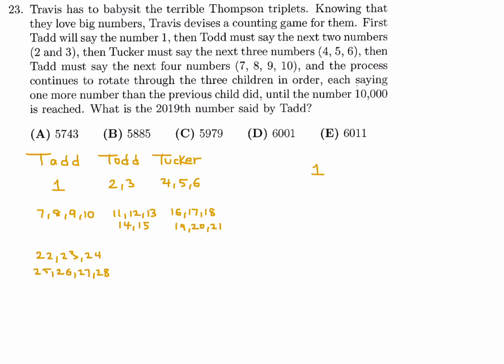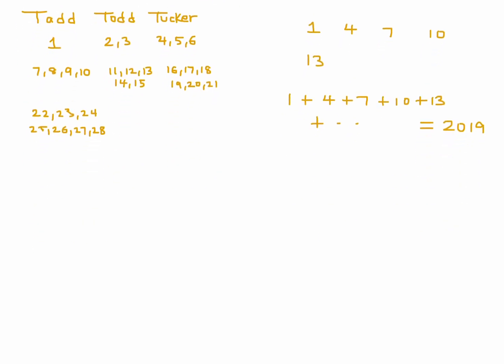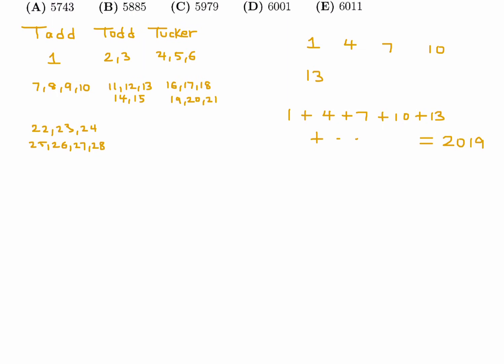Well, he's saying the first number, and then he's going to later say 4 numbers. Then he's going to later say 7 numbers, and so on. And if you keep doing this, you'll find that next time he says 10 numbers. And then next time he says 13 numbers, and so on. So it keeps going up by 3. So when you add it all up, 1 plus 4 plus 7 plus 10 plus 13, and so on. The question is basically saying you want to get up to 2019, because we want to figure out what is the 2019th number that he says. All right. Well, if that is the case, then we have to add this up.